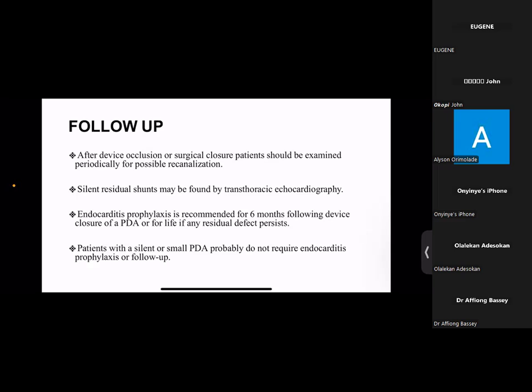For follow-up, after device occlusion, the patient can be followed up after 6 months. However, during the period of device closure, patients should be on anticoagulants for up to 6 months.